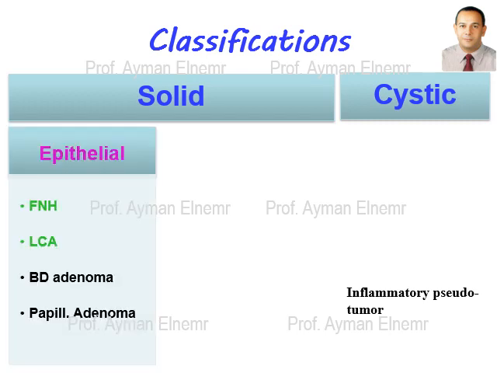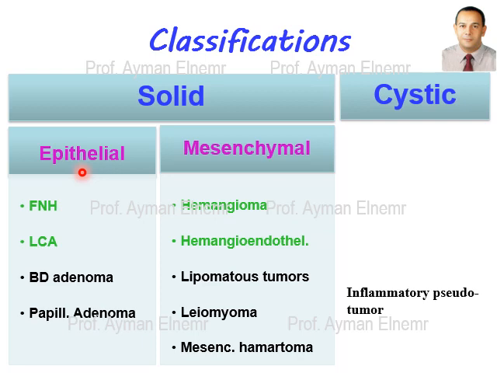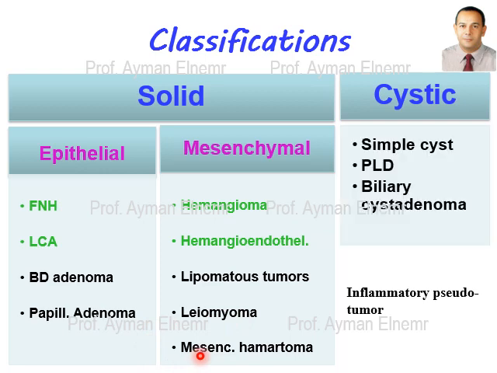The solid tumors arise from the epithelium or from the mesenchymal tissues. The epithelial tumors include focal nodular hyperplasia, liver cell adenoma, bile duct adenoma, and papillary adenoma. The mesenchymal tumors include hemangiomas, hemangioendothelioma, lipomatous tumor, leiomyomas, and mesenchymal hamartoma. The cystic tumors are simple cyst or polycystic liver disease and biliary cystadenoma.